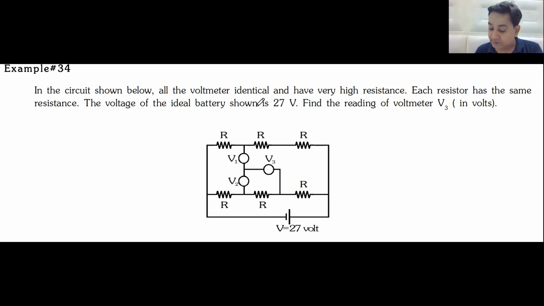Each resistor has some resistance. The resistance is not given. The voltage of the battery is 27 volt. What is the reading of the voltmeter V3? If you can find out all the voltmeters, it would be great, but the question only asks the voltmeter V3. I'll give you time, 2 minutes to solve this good question.